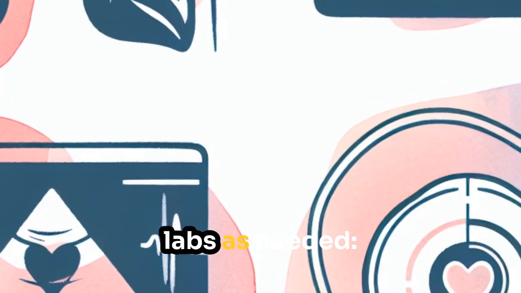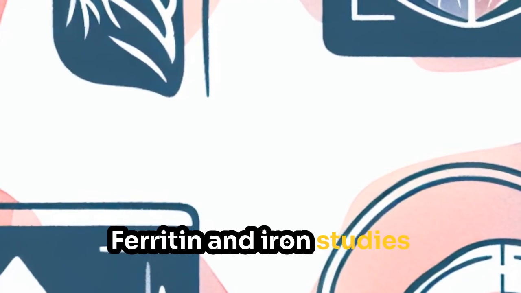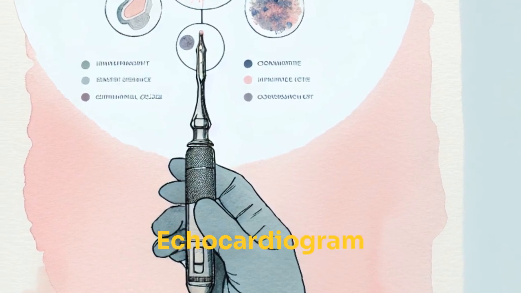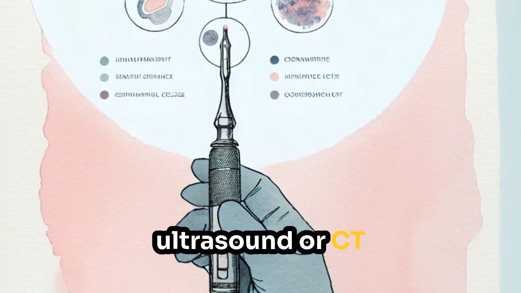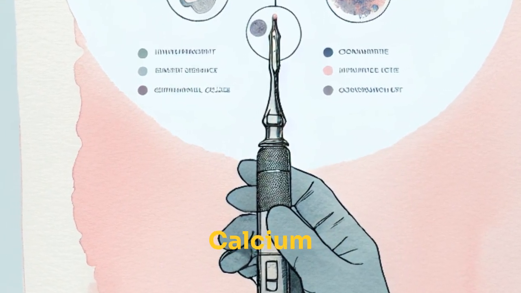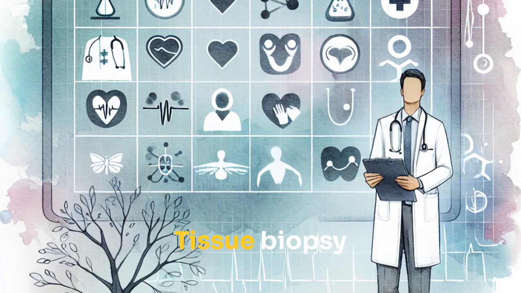Add specialty labs as needed: cryoglobulins, ferritin and iron studies, P ratio. Use imaging to target suspected organ involvement: chest X-ray or CT, echocardiogram, abdominal ultrasound or CT. For sarcoidosis: ACE, calcium, ophthalmologic exam, tissue biopsy.